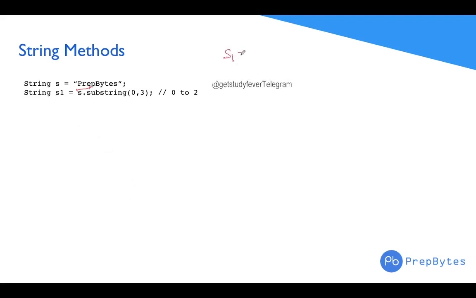Now let's see few more methods. These methods are mainly focused on modifying these strings. So let's say I have a string prep bytes and I want to extract some part of the string. Basically I want to have a substring, which is the part of the string, right? So I want to create a new string. Let's say I want to create a new string S1 that contains a part of that big string. Okay, so we can do this using the substring method.